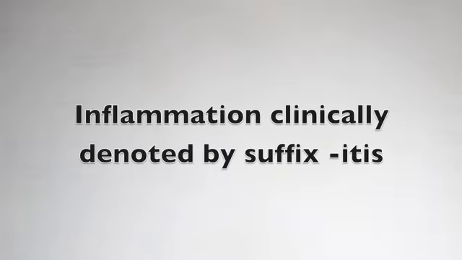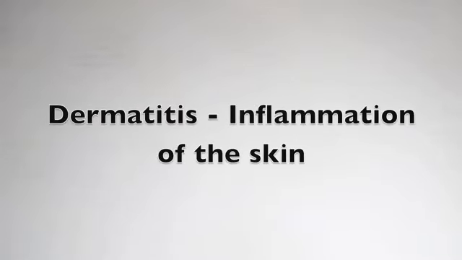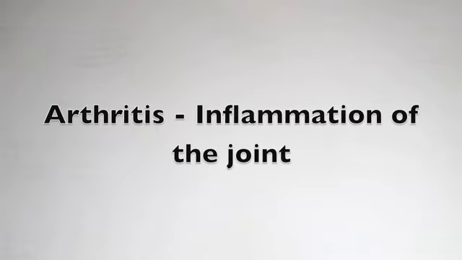Inflammation is clinically denoted by the suffix -itis. So, for example, dermatitis is inflammation of the skin. Arthritis is inflammation of the joint. Let's look at inflammation in a bigger picture by looking at a map and see what happens when there is, for example, damage done to our skin and what sort of inflammatory response occurs.